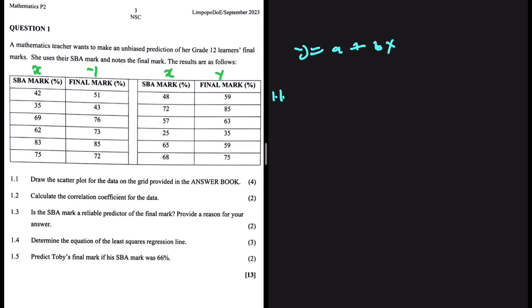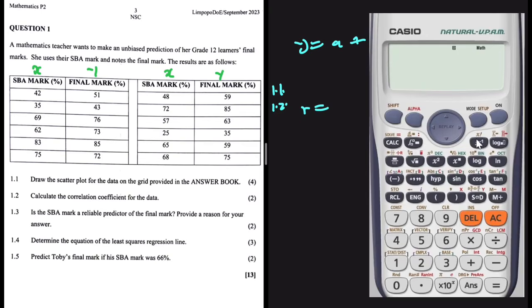In question 1.1, we're supposed to draw a scatter plot for the data, but we're just going to go ahead and start with 1.2. In 1.2, we're supposed to calculate the correlation coefficient for the data, that is R. Let me show you how we can do that with a calculator. You want to press mode or setup, and then go to stat. Here in this calculator, it's option number 3. So I'm going to press 3.